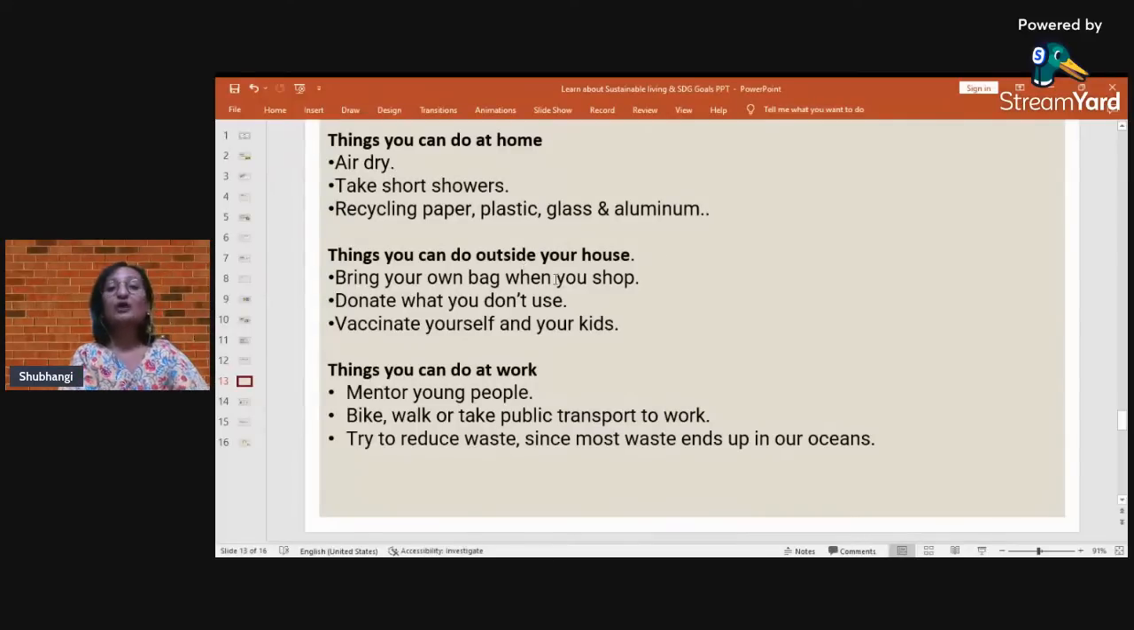Things you can do outside your house: bring your own bag when you shop, donate what you don't use, vaccinate yourself and your kids. Vaccination, health, good health. SDG 3, good health. So I always recommend that we donate our food, money, clothes, books, so many things. Can we also donate vaccinations? It could sound a little funny to some of you. I would like to know if you agree with this or not.